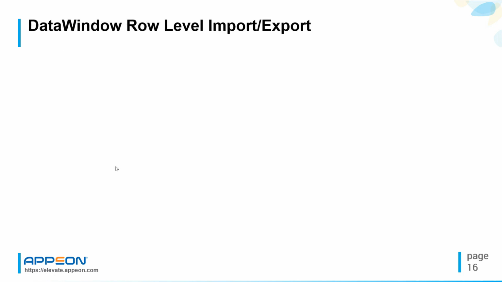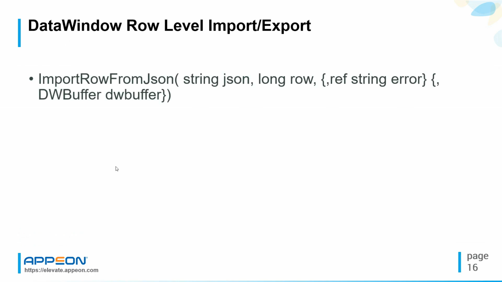Okay, so enough about the formats. Let's continue on with data window row level import and export. There's a number of arguments here for your import row from JSON. The first argument is going to be the JSON string. Then you have a long that is going to be the row that you're going to import the new row after.